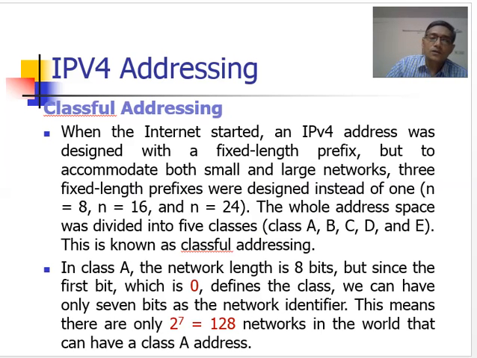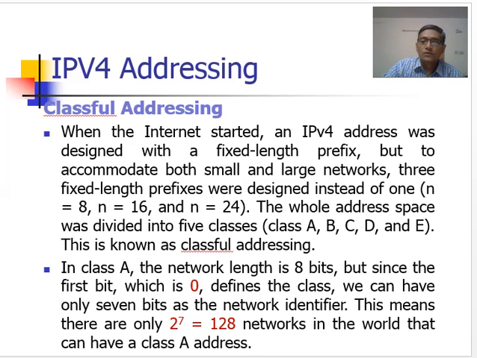Now we will learn what the classful addressing scheme is. Initially, when the internet was started, an IP version 4 address was designed with a fixed length prefix. But to accommodate both small and large networks, they fixed the prefix length to 8, 16 and 24. Based on this fixed scheme, they categorized the IP version 4 addresses into 5 classes, namely A, B, C, D and E. This we call classful addressing.